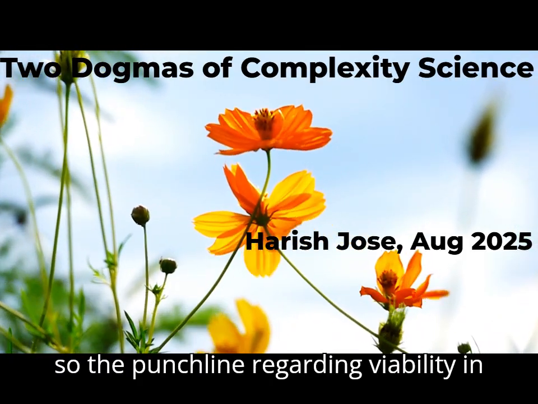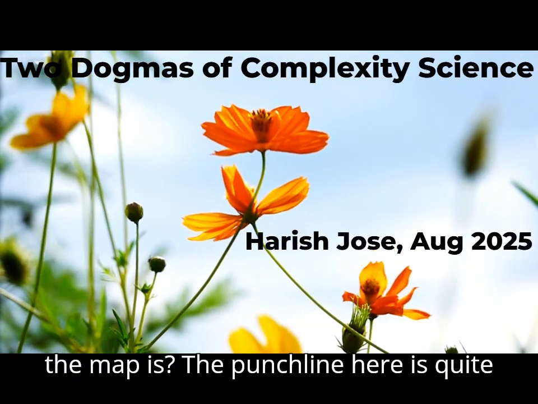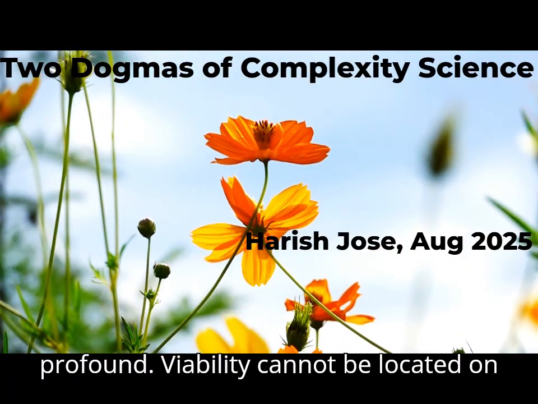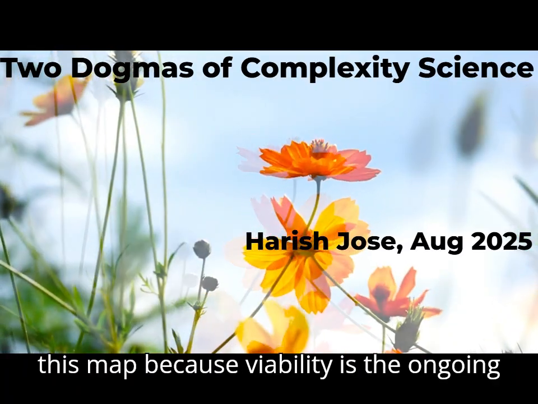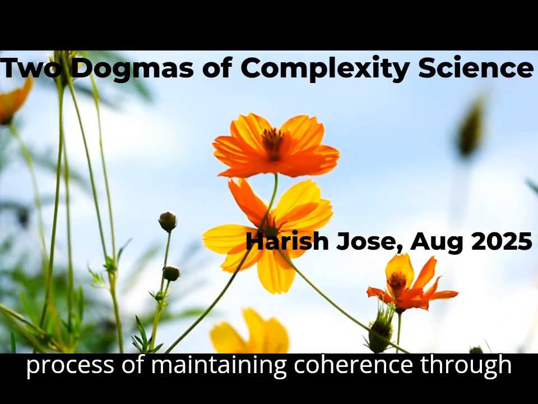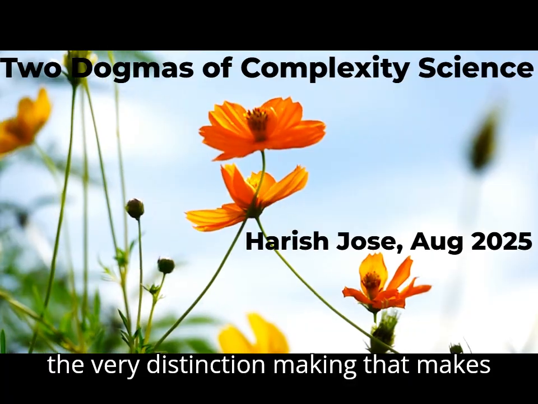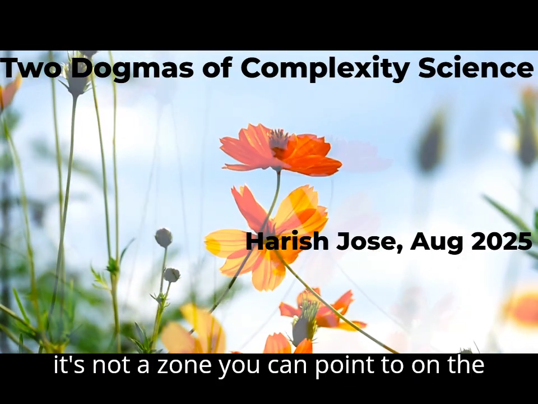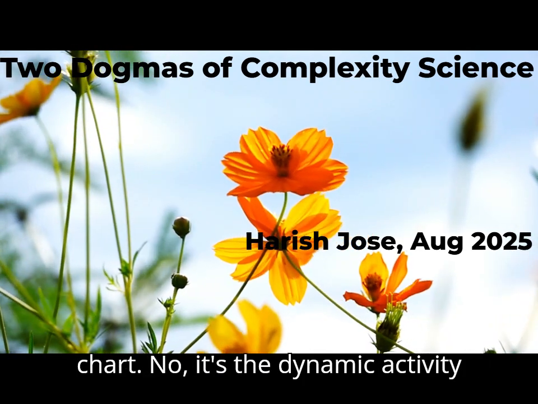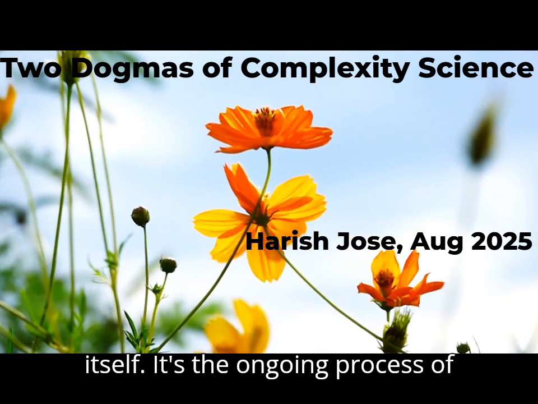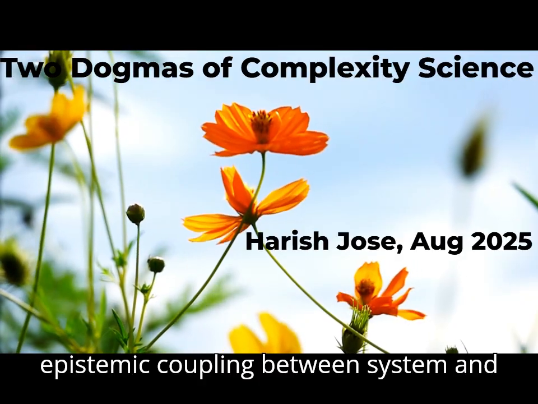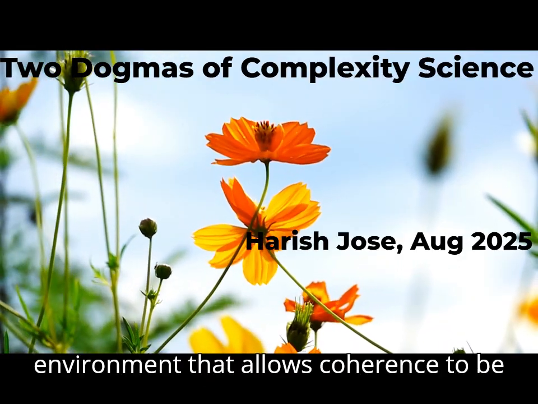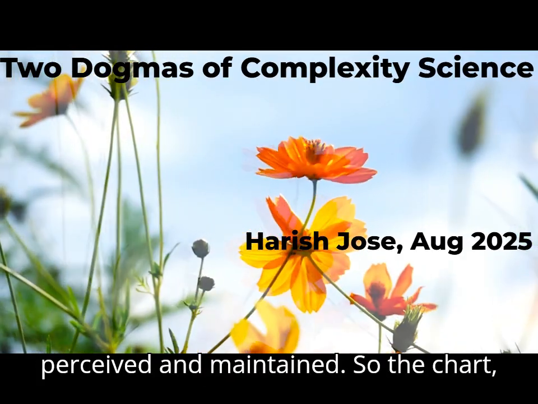Okay, so the punchline regarding viability in the map is? The punchline here is quite profound. Viability cannot be located on this map because viability is the ongoing process of maintaining coherence through the very distinction-making that makes the map possible in the first place. Wow, it's not a zone you can point to on the chart. No. It's the dynamic activity itself. It's the ongoing process of epistemic coupling between system and environment that allows coherence to be perceived and maintained.